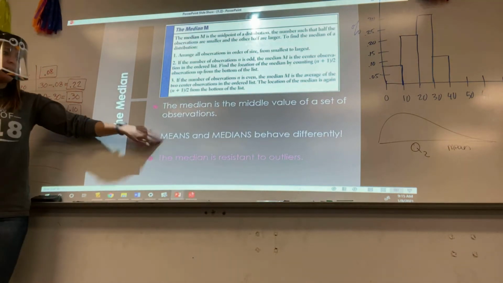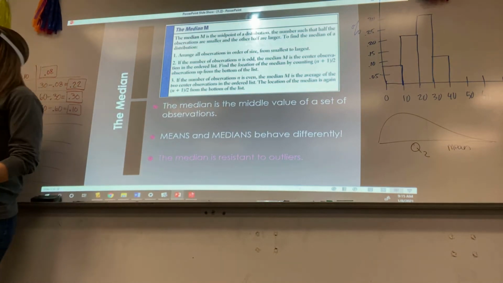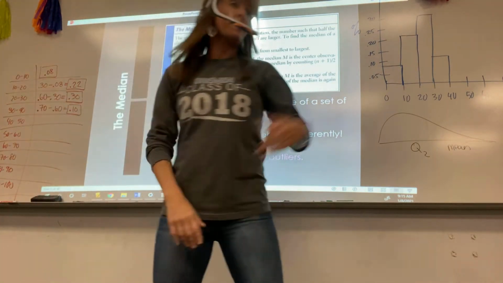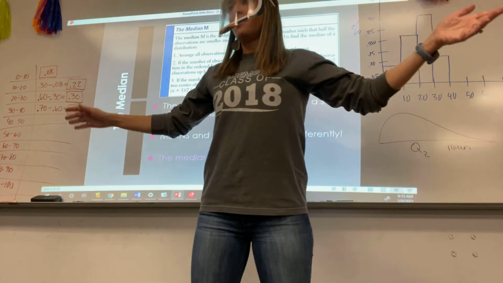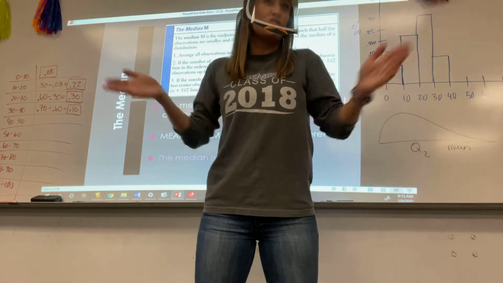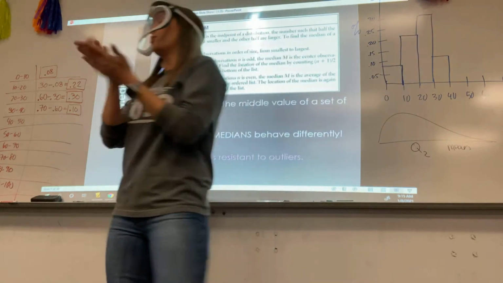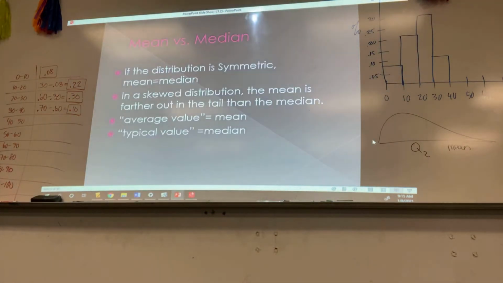All right, so means and medians behave differently. The median is resistant. If I have somebody over here that makes no money and I have somebody over here that makes millions of dollars, that's not really going to affect the median, right? Because you're just still counting to the middle. You add an extra one on this end, still going to count to the middle, right? So the median is resistant, okay?